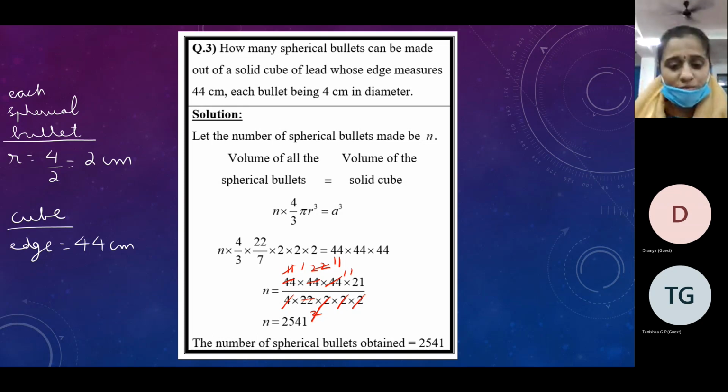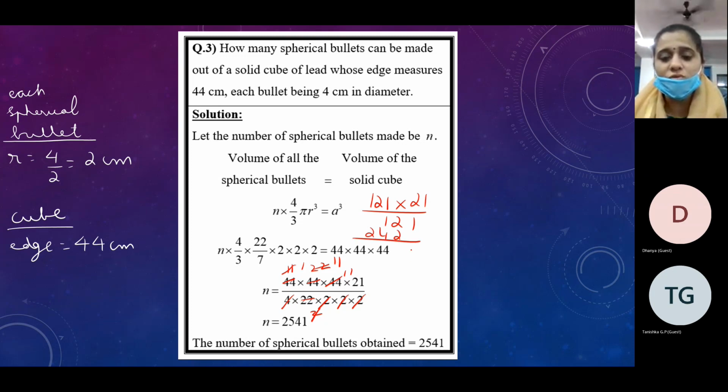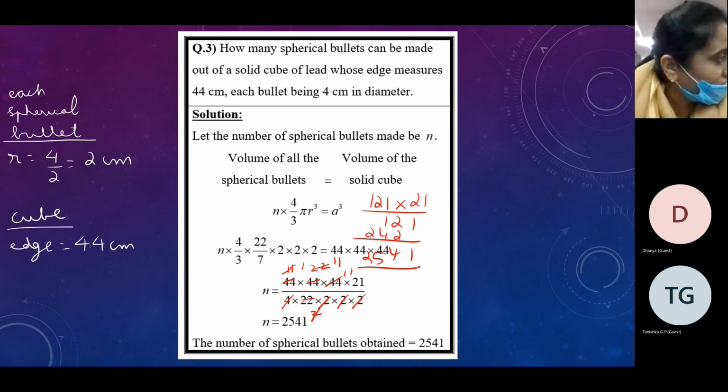So now what is remaining? Denominator is 1. In the numerator, we have 11 into 11 into 21. 11 into 11 is 121, into 21. So 121, 242 when you multiply. So 2541. All right.